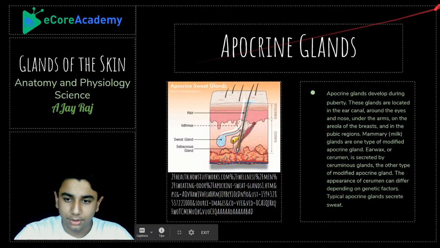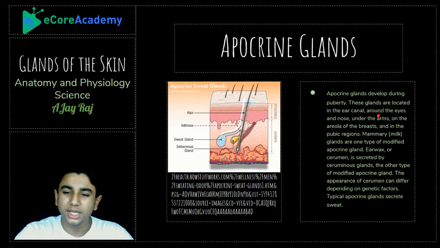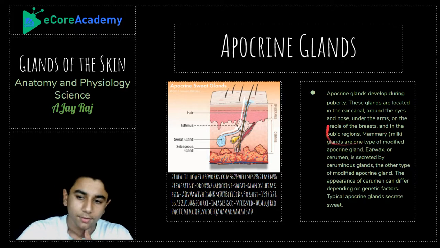And finally, our apocrine glands. Apocrine glands develop during puberty. These glands are located in the ear canal, around the eyes and nose, under the arms, on the areola of the breasts, and in the pubic regions. So what that means is that these glands are located in the ear canal, which is basically the ear here, around the eyes and nose, and of course under your arms, on the areola of the breast.